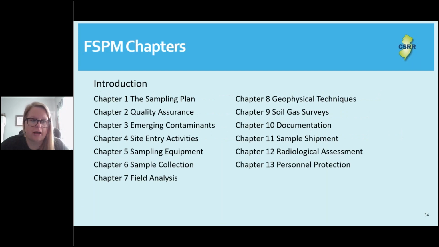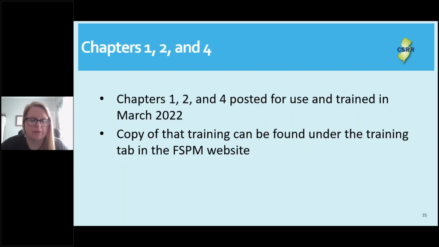This is a list of all of the chapters within the manual. As you can see, it goes up to chapter 13. The previous manual had chapter 14, but chapter 14 and 13 were combined. Chapters 1, 2, and 4 were posted for use and trained in March of 2022. That training can be found under the training tab on the website.